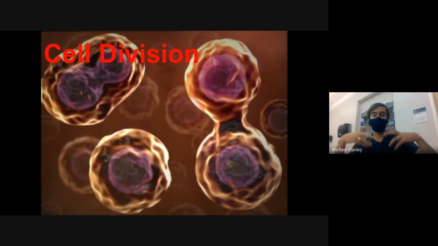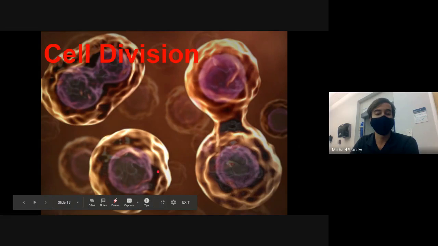All right, so we're getting this DNA copied. We're having all these chromosomes be bunched up in our cells, and it's all because we're getting ready to divide. We're getting ready to go through cell division. So like I was saying, cell division is the process by which we take one cell and split it so that it becomes two cells.